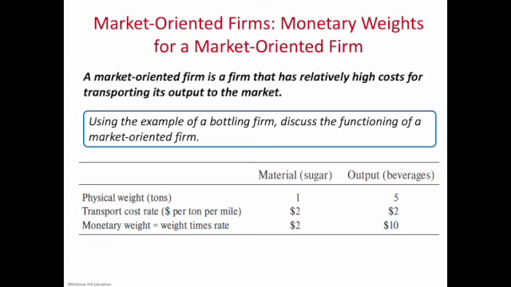The firm uses 1 ton of sugar and 4 tons of water, a ubiquitous input, to produce 5 tons of bottled beverages. It is involved in a weight-gaining activity in the sense that its output is heavier than its transportable input. The monetary weight of the output exceeds the monetary weight of the input, so the market-oriented firm will locate near its market.